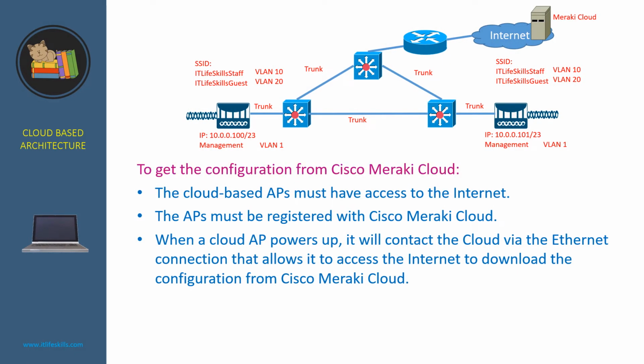To get the configuration from Cisco Meraki Cloud, the cloud-based APs must have access to the Internet. The APs must be registered with Cisco Meraki Cloud. When a cloud AP powers up, it will contact the cloud via the Ethernet connection that allows it to access the Internet and download the configuration from Cisco Meraki Cloud.